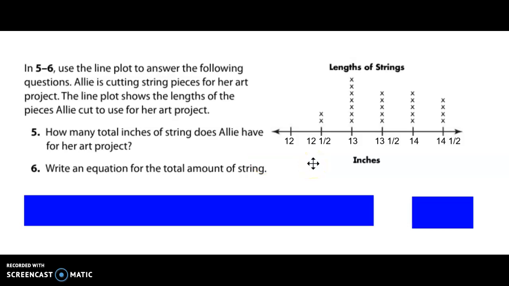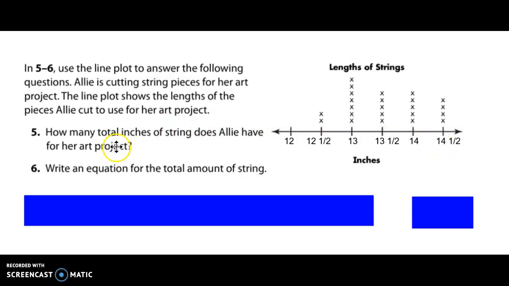Okay, one last example here. Allie is cutting string pieces for her art project. The line plot shows the length of pieces Allie cut to use for her art project. Now, for the first time here, we're going to look at this with a few fractions in it, okay? Don't freak out, it'll be okay. So let's look at these fractions.